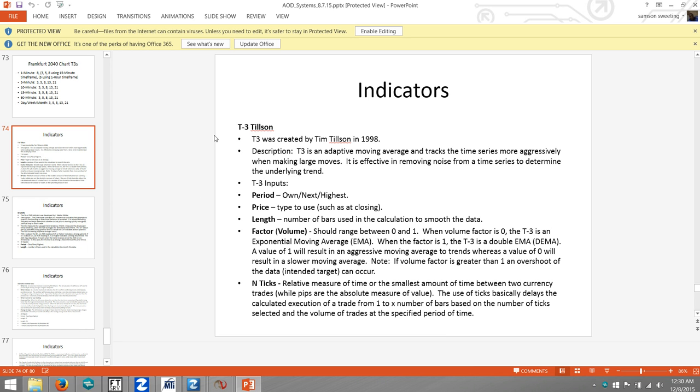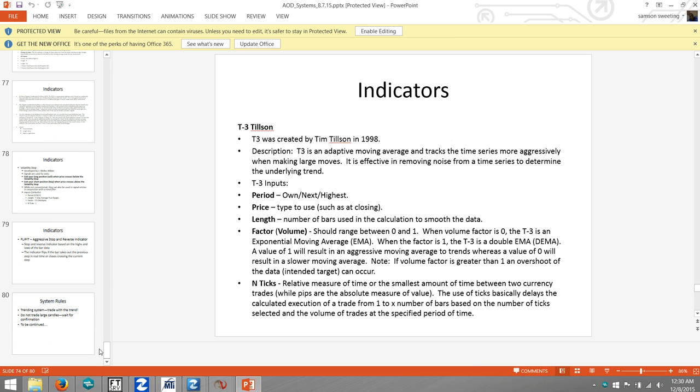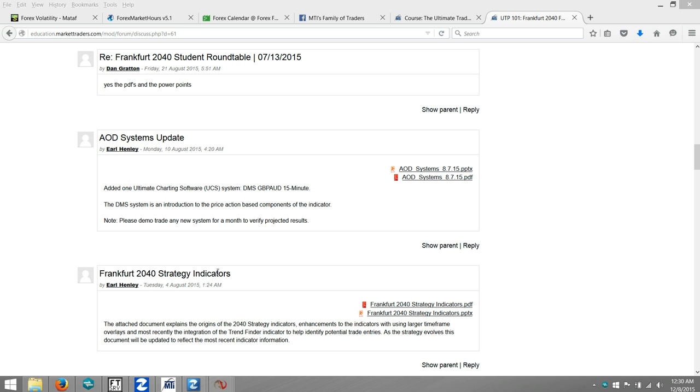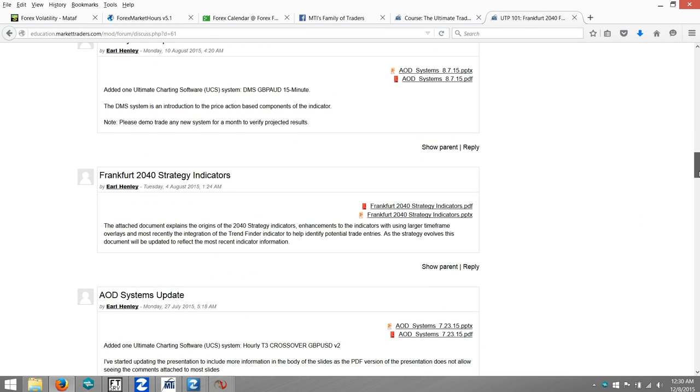Okay, so let's get out of this. Let's close this out. Let's see, anything else? Let's see, it's more information on the indicator. It tells you system rules, trading system, trade with a trend, don't trade large candles, wait for confirmation. It's very informational. That's why I told you there's a wealth of information in here. Okay, that was just the AOD system update.